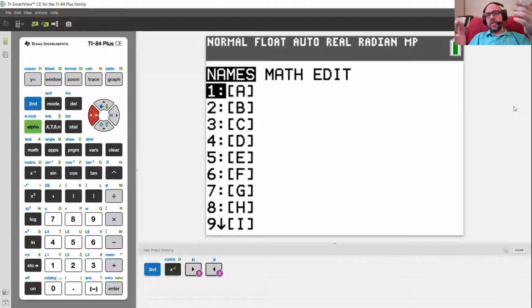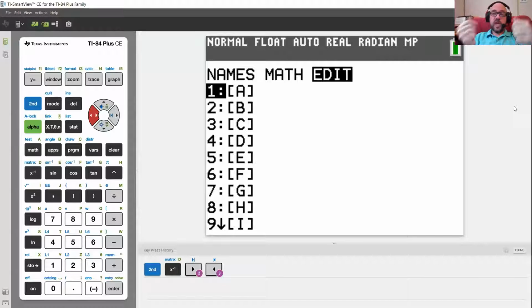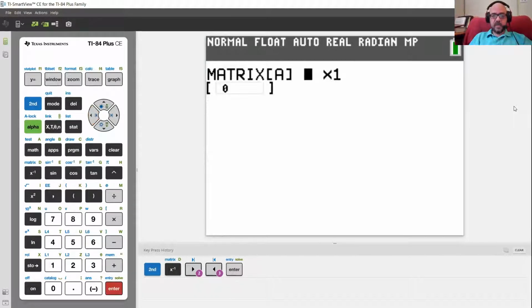So when you need to tell the calculator, I want you to use matrix A, that's what names is for. When you need to change what is in matrix A, that's what edit is for. And so that's what we're going to do right now. So I'm going to go to matrix A, and it says, so here's why we need to know what size it is, right? So the matrix we want, let's go look at our table.